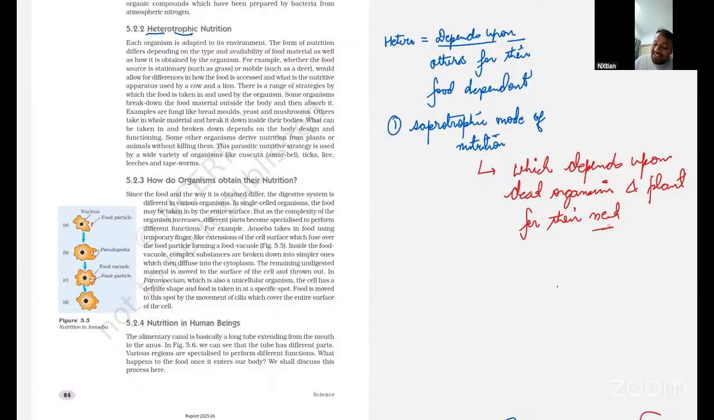They are also called cleaners. So if you're writing notes, please write this also. They are also called cleaners of the environment. They are called the cleaners of the environment because they usually eat the dead, decaying plants and animals so that they can clean the environment. These are called saprotrophs.